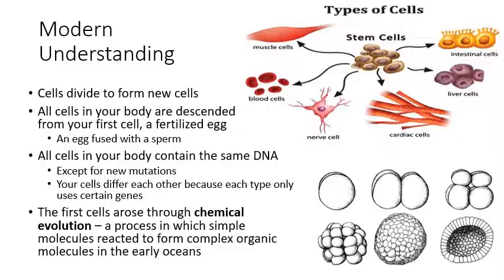So whether chemical evolution is a theory or a hypothesis kind of depends on who you're talking to, but most scientists accept that this is probably the way that it happened, and we're just kind of working out the details of how it would have occurred.